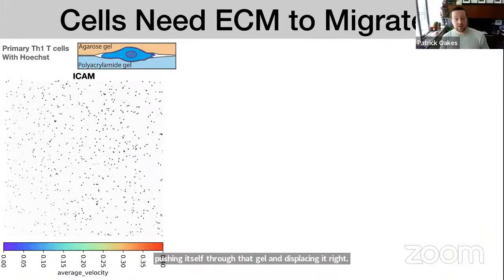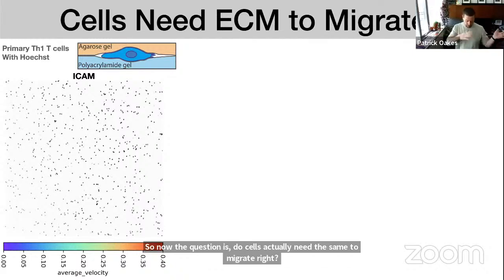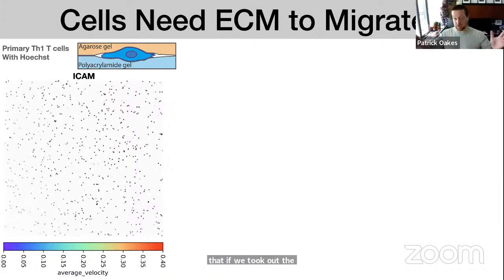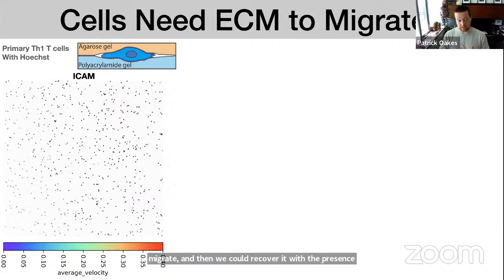Okay, so now the question is, do cells actually need this ECM to migrate? And so we went back to thinking about some of our earlier confinement assays. What we had told you was that if we took out the ECM and then took out the FBS, then they really didn't migrate. And then we could recover it with the presence of FBS or by adding in more ligand, like ECM, right? But then we also showed that on the passivated surfaces, with the presence of FBS, they would migrate, right? And that we could get this kind of thing.